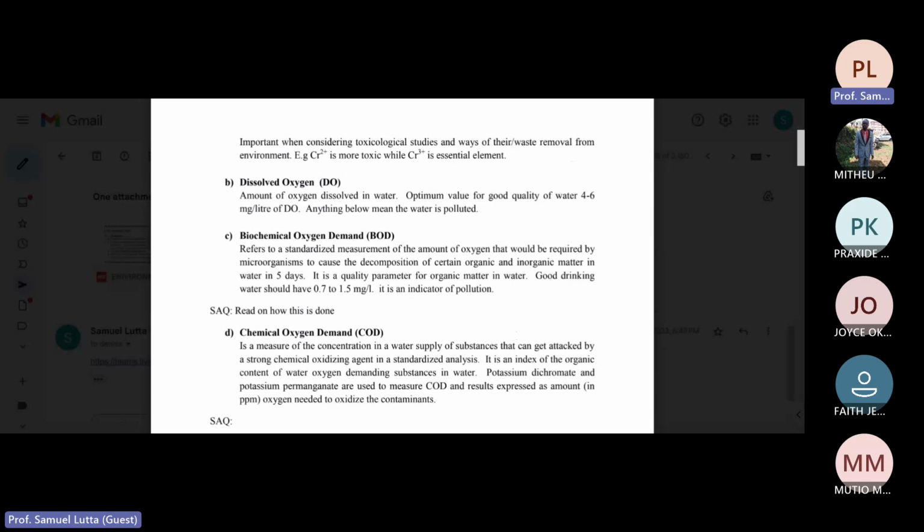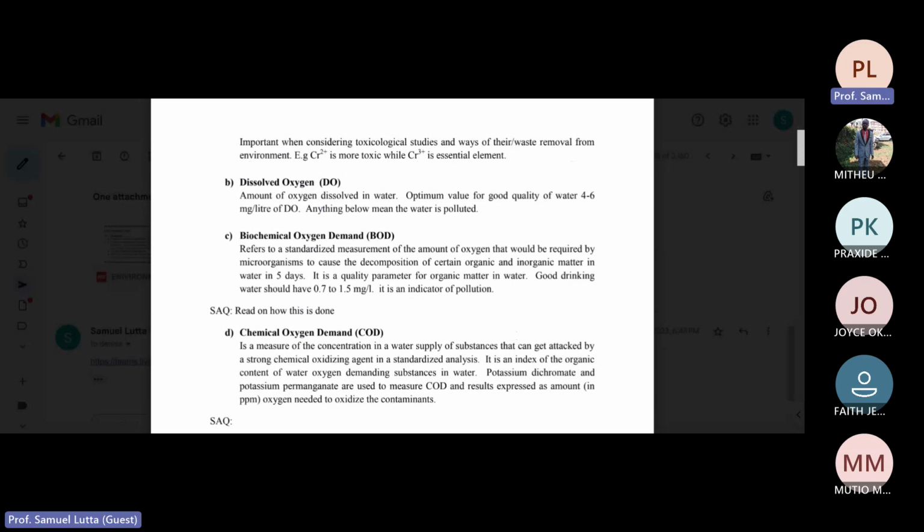Normally they talk about it in 5 days because they set a limit. Now again, this is also used as a quality measure of the amount of organic matter in water. So a good drinking water should have between 0.7 to 0.5 milligram per liter of what we call biochemical oxygen demand. So it's again an indicator of pollution, because the more oxygen you need to break down this organic matter, it means the more organic matter you have. And the more organic matter you have, the less pure the water is.